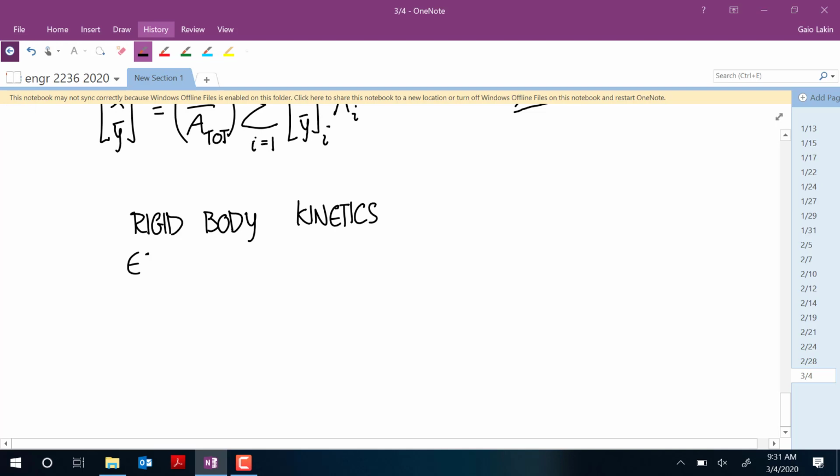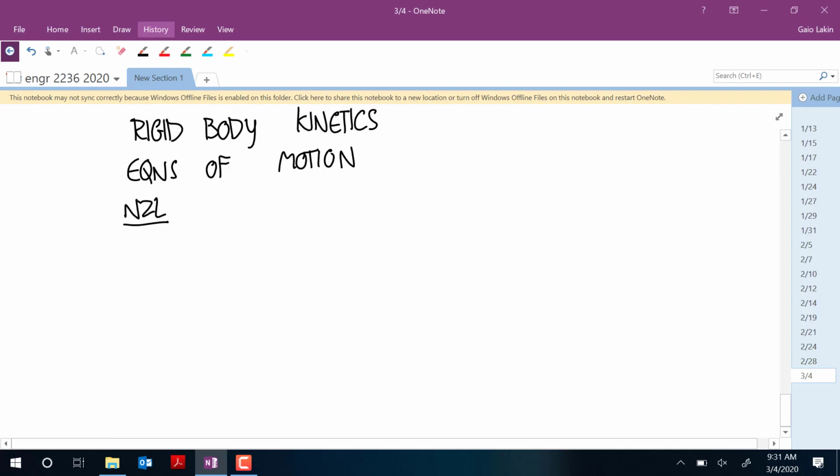The equations of motion are Newton's second law. That says add up all the forces on the chosen body, and that's equal to the mass of the chosen body times the acceleration of its center of mass. Okay. Now we know what this is, we know what this is, we know what this is. So we're good on Newton's second law.